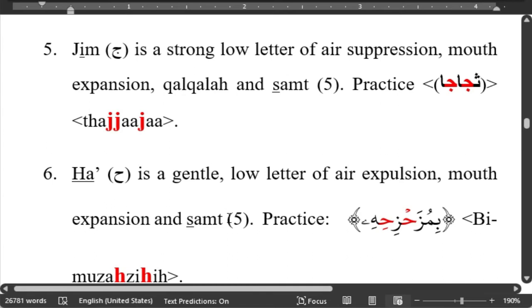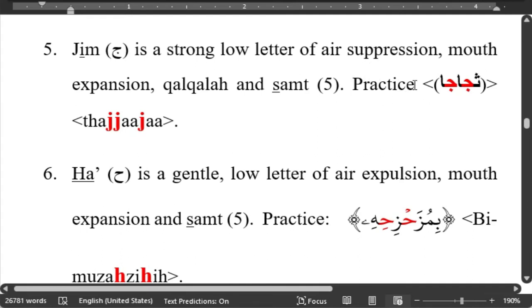Jim from the middle of your tongue. Jim is a strong letter, stopping the sound. Low letter, the tongue is depressed. Air suppression, it doesn't release the air. Mouth expansion, the tongue doesn't stick to the roof. Qalqalah and samt, it's not on the edge.